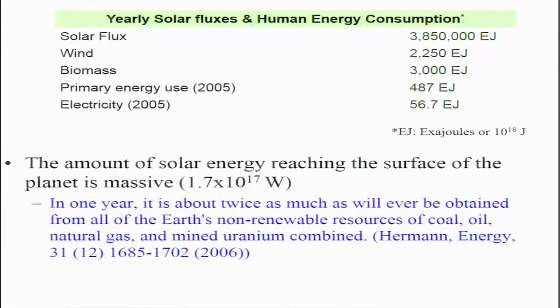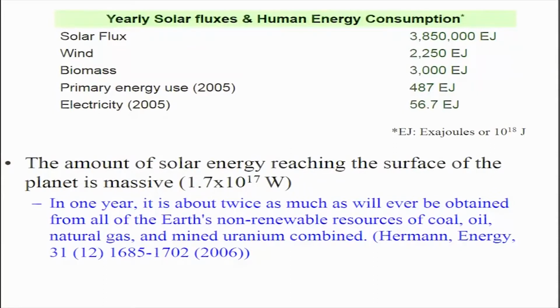So let me give you some more numbers. These are the yearly solar fluxes and human energy consumption. Essentially, solar flux that is available to us is about 3850000 exajoules, and 1 exajoule is 10 to the power 18 joules. So you can see the amount of solar flux that is available to us is huge when you compare with the other energies. Wind energy is, for example, 2250 exajoules, biomass is 3000 exajoules. The primary energy use as per the data available of 2005 is about 500, or maybe right now it's about 1000 exajoules or so, whereas out of this electricity is about 60 exajoules.